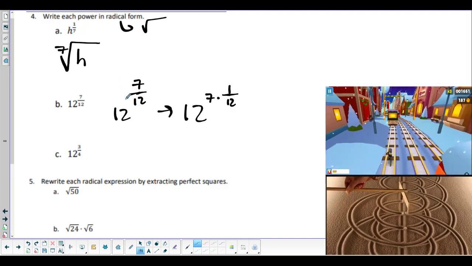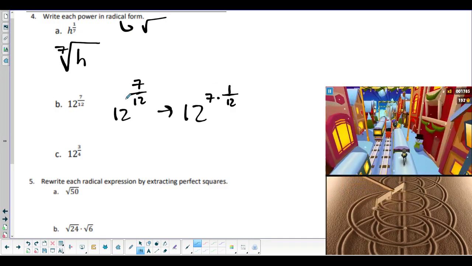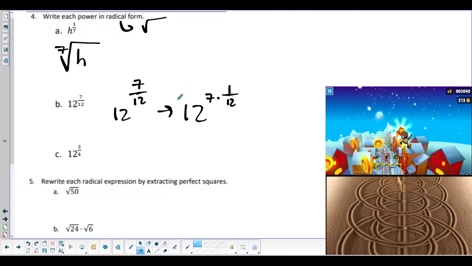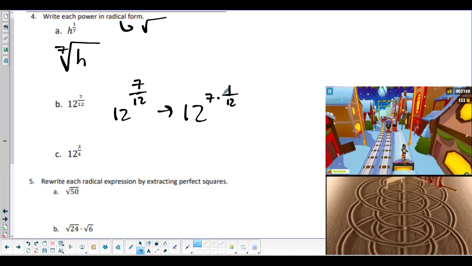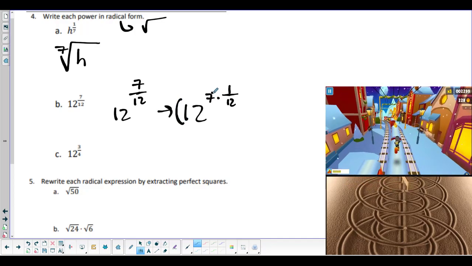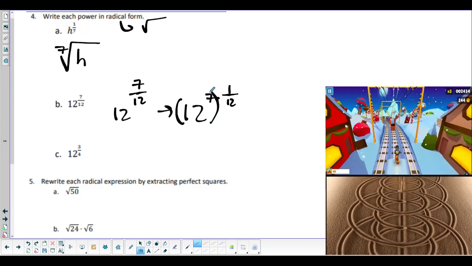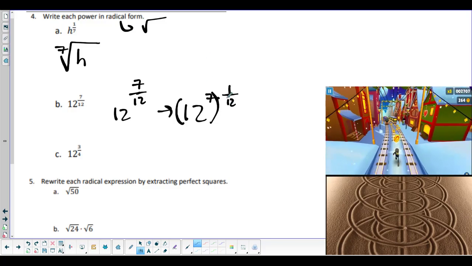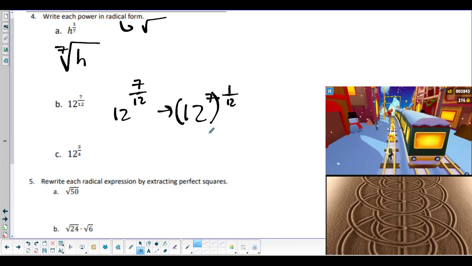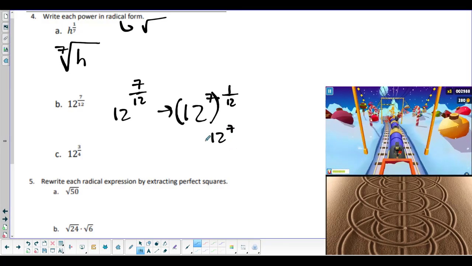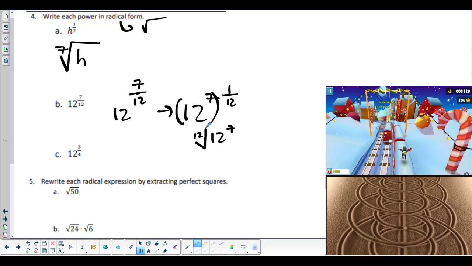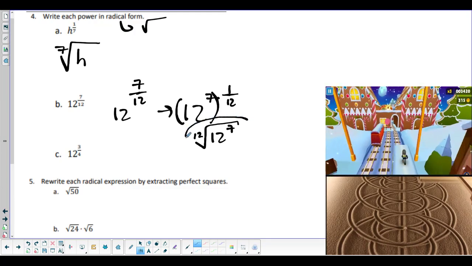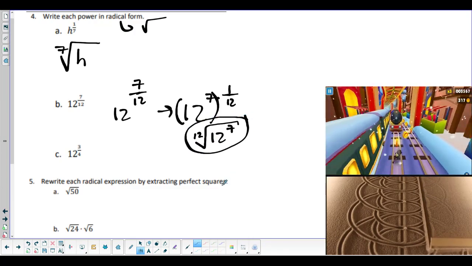I'm going to rewrite them as being multiplied because I know about the power to a power rule, right? When you have a number raised to an exponent, raised to an exponent, you multiply the exponents. And so really, this is the same as 12 to the 7th to the 1/12, which I know is weird, but because I'm raising an exponent to an exponent, I multiply, right? Well, 12 to the 7th is just 12 to the 7th, and then the 1/12 power is the 12th root. And so this is your final answer. The 12th root of 12 to the 7th, right?